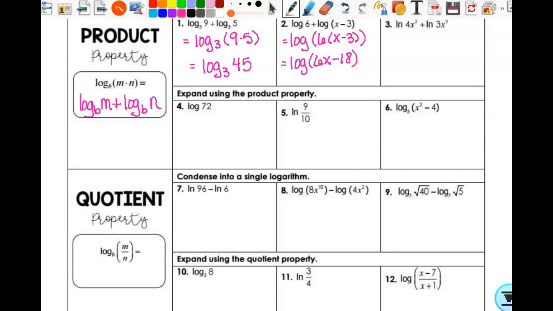All right, on number 3, what's the base of this log? E. Very good. So this becomes natural log of 4x squared times 3x cubed, which would give me the natural log of 12x to the 5th. Any questions at this point? So that's condensing them. Now we're going to expand them.